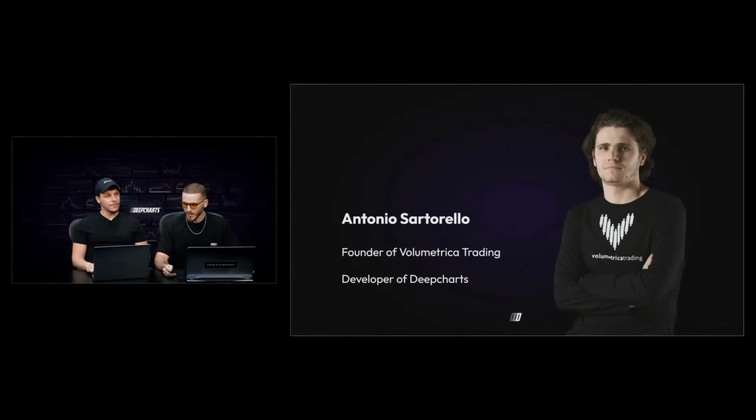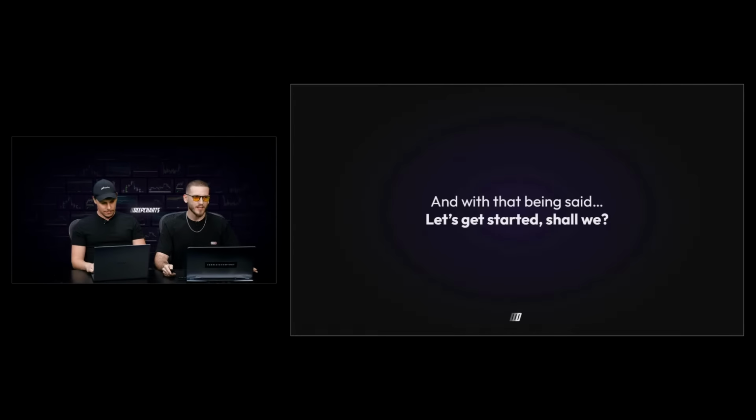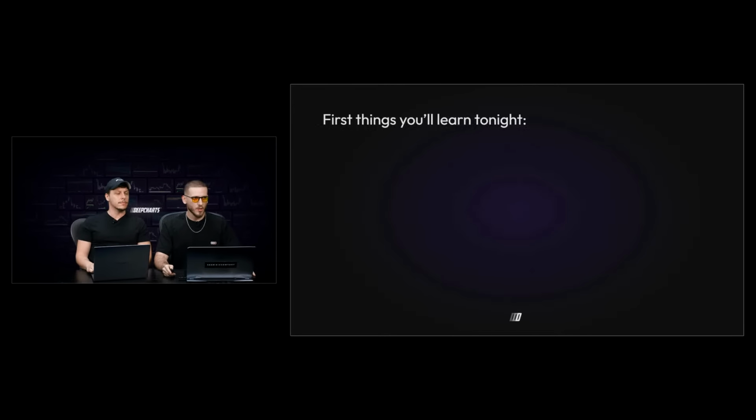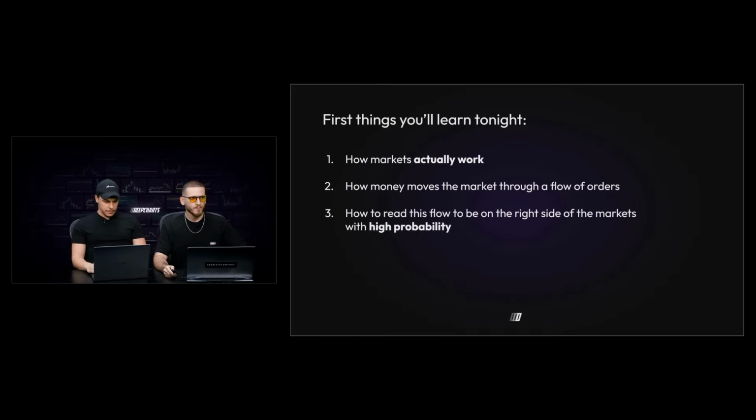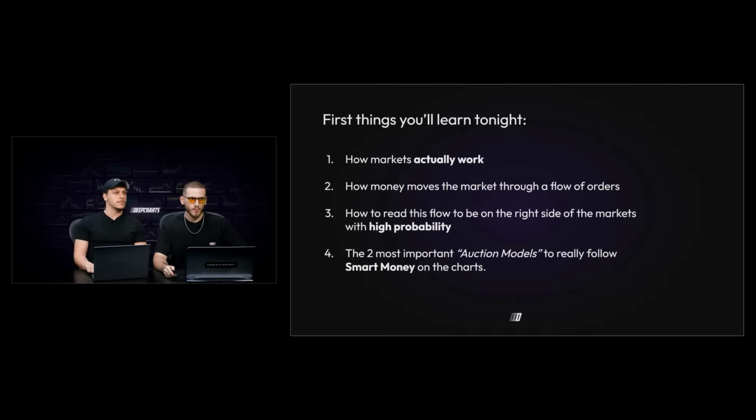Now let's get back to our slides and our presentation for tonight, and let's get deep into the sauce. With that being said, let's get started, shall we? So, the first thing you'll learn tonight: how markets actually work, how money moves the market through a flow of orders, and how to read this flow of orders to be on the right side of the markets with a high probability. And the two most important auction models to really follow smart money on the charts.